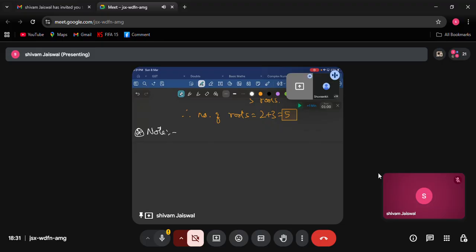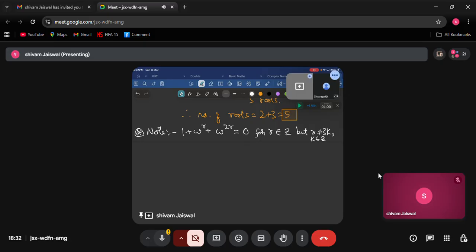1 plus omega to the power r plus omega to the power 2r will be equal to 0 for all r belongs to integers. Okay, but r should not be of the form 3k for k belongs to integers. Because if it is of the form 3k, then what is the value? 1 plus 1 plus 1, 3.